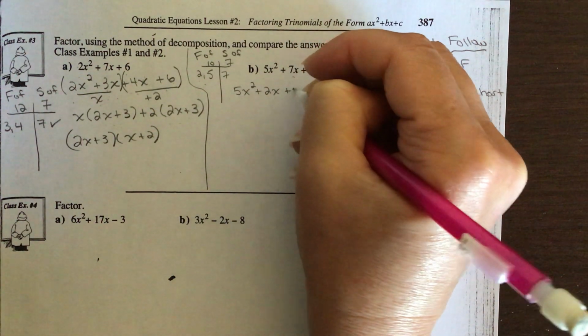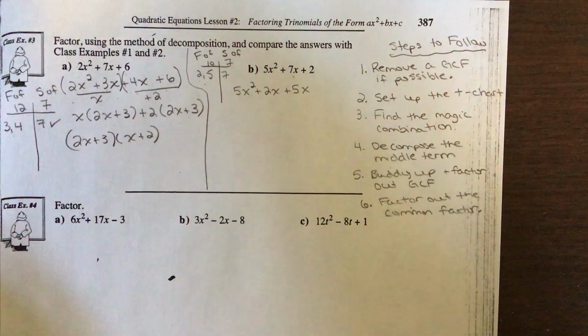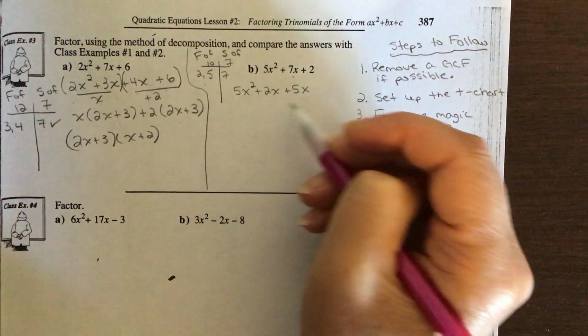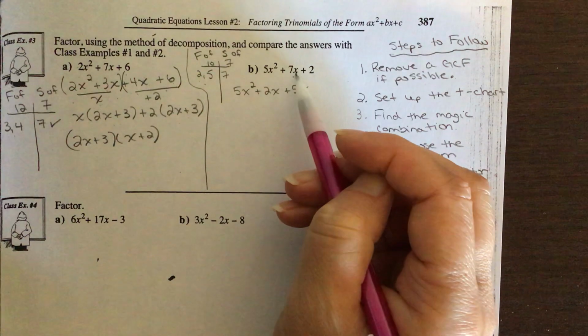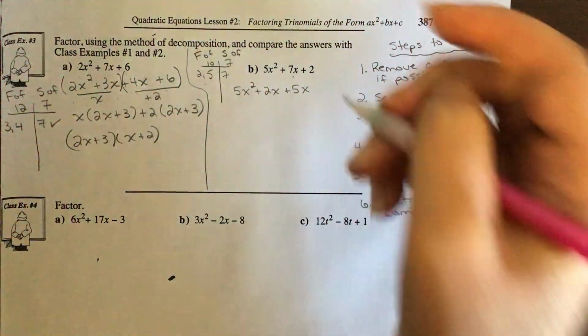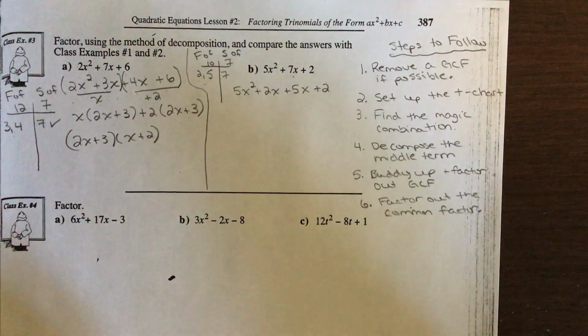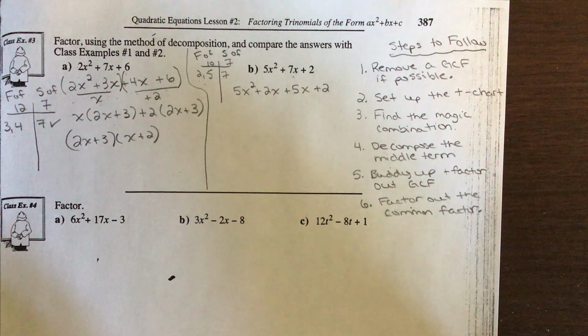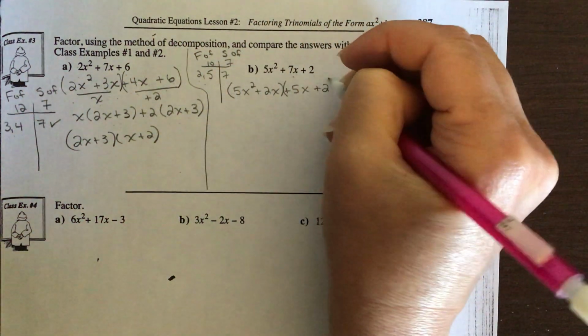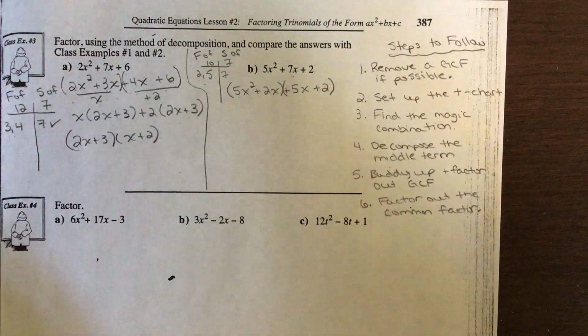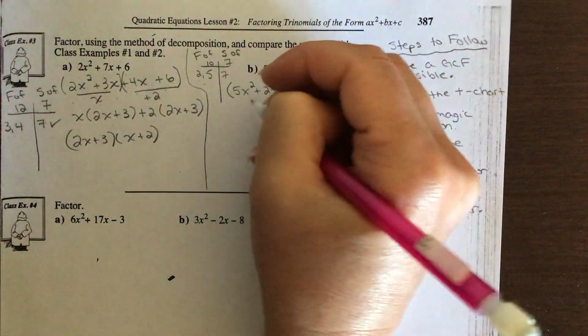So plus 2x plus 5x. And remember, the order that you put these in does not matter. I could have reversed it. Okay, so we've represented 7x as 2x and 5x, and then that one stays the same. Okay, so we've decomposed our middle term. Now we're going to buddy up. Okay, and then we're going to factor out the greatest common factor from these 2.